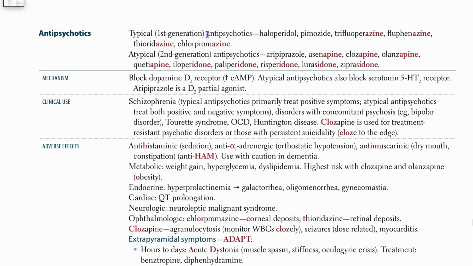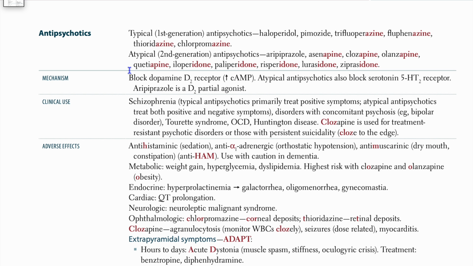Antipsychotics, typical first generation antipsychotics: haloperidol, pimozide, trifluoperazine, fluphenazine, the azine ones, and chlorpromazine. Okay, so these are your typical ones, first generation. And there are atypical ones, also known as second generation antipsychotics. These are the ones with apine in it: aripiprazole, clozapine, olanzapine, risperidone. Yeah, so those three are the main ones: clozapine, olanzapine, and risperidone.